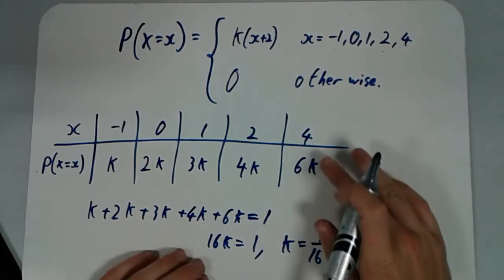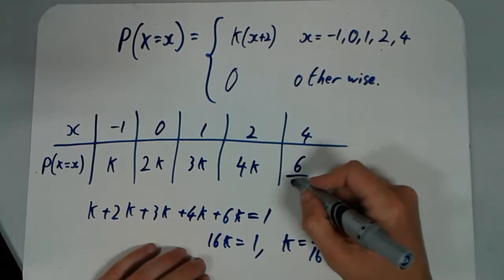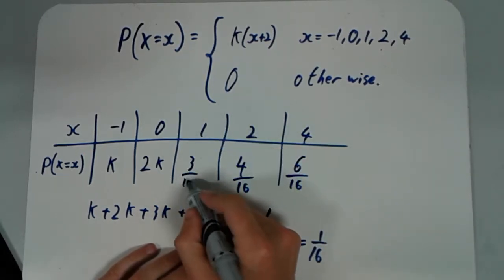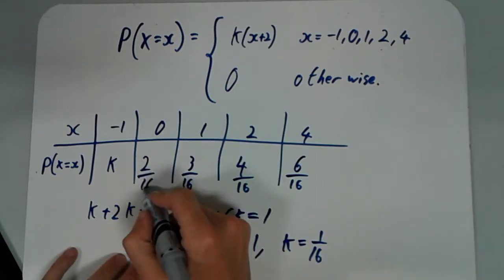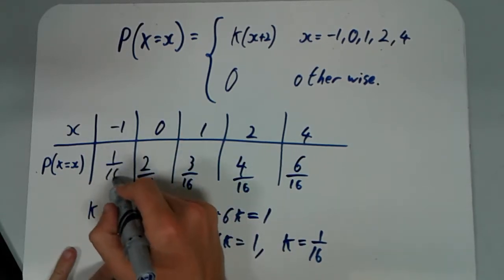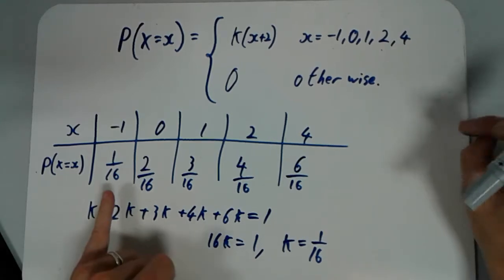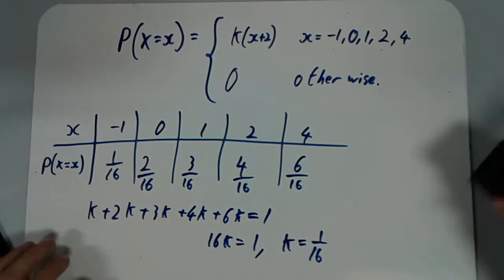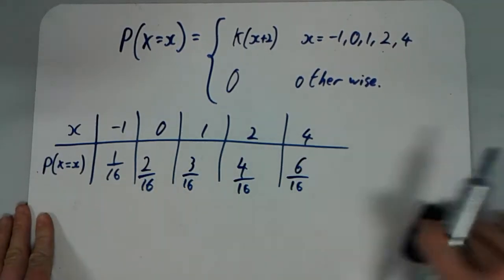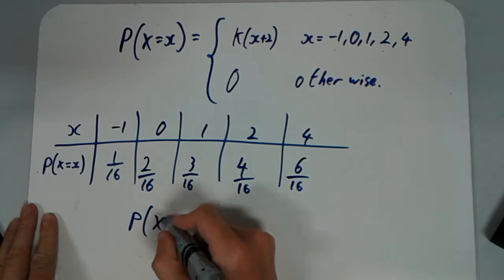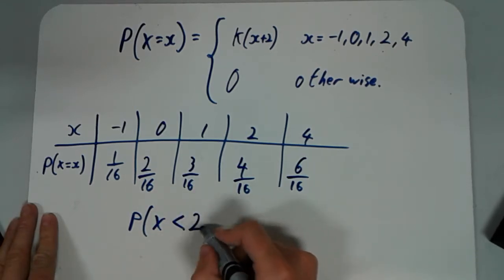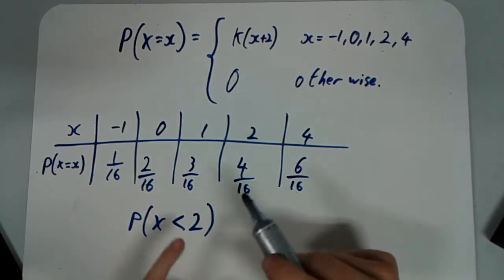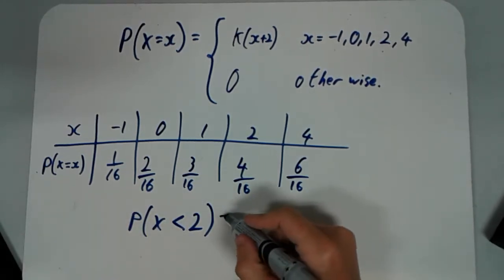That's good. Now that we know our value of k is a 16th, we can just put that value in everywhere here. Somewhat unusually, I would recommend that you do not simplify these fractions, as if we're then asked a question like, find the probability that x is less than 2, we'll need to add up some of these values and it's much, much easier if they all have the same denominator.